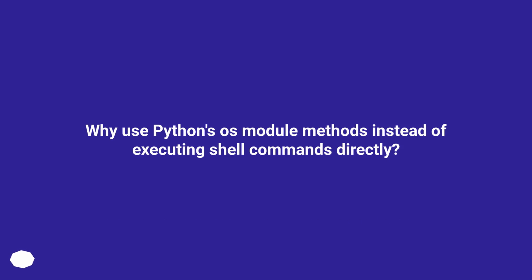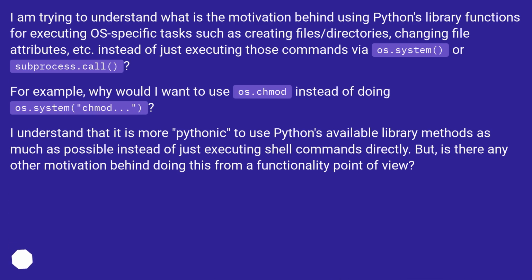Why use Python's OS module methods instead of executing shell commands directly? I am trying to understand what is the motivation behind using Python's library functions for executing OS-specific tasks such as creating files/directories, changing file attributes, etc. instead of just executing those commands via os.system or subprocess.call.